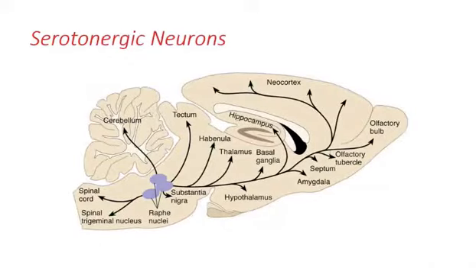And here are the raphe nuclei, and there's one midline and two lateral ones. And again, they're very close to the substantia nigra, but when you think of the raphe nuclei, you think of serotonin. You can see that the raphe nuclei send projections all throughout the brain.